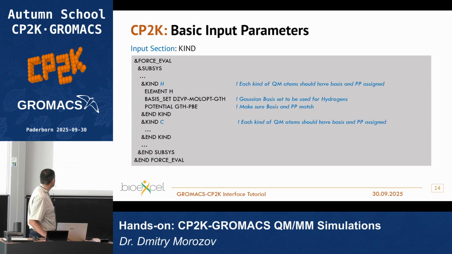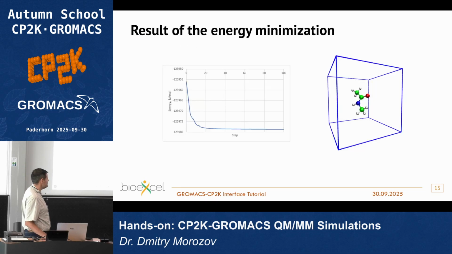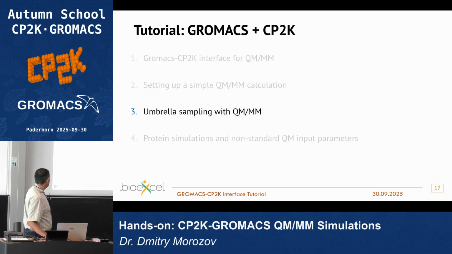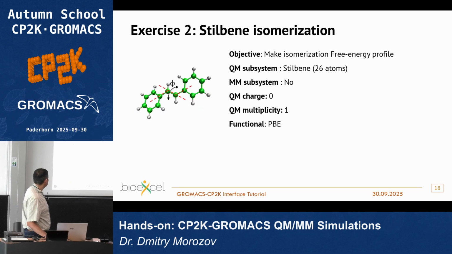So first you will perform the energy minimization. Second, you will perform the NVT simulation. The second task will be about umbrella sampling and how to do it in GROMACS. We will take again a simple system, which is just a stilbene molecule, and we will try to do the isomerization of it over this bond, which is shown in the slide.